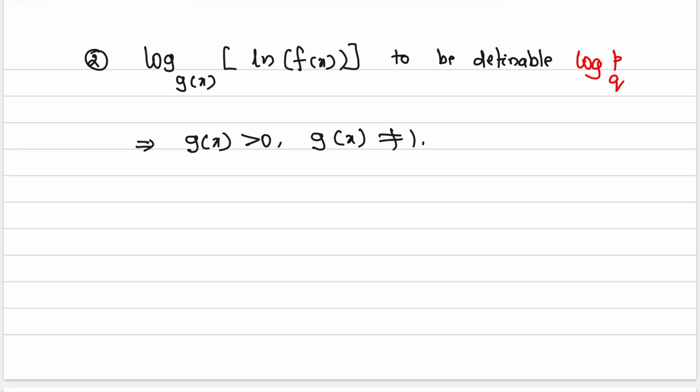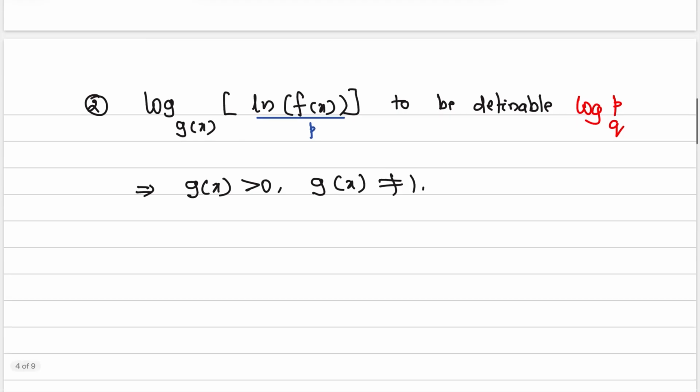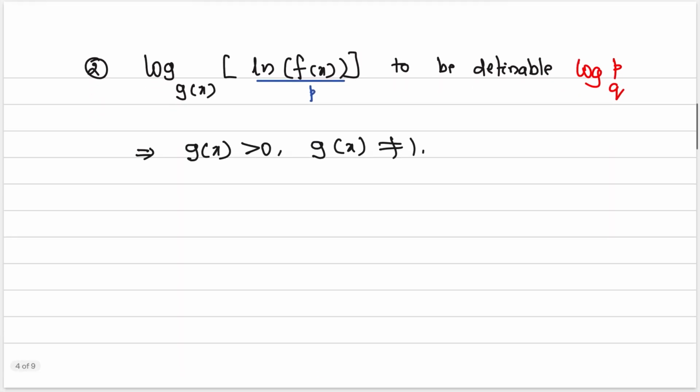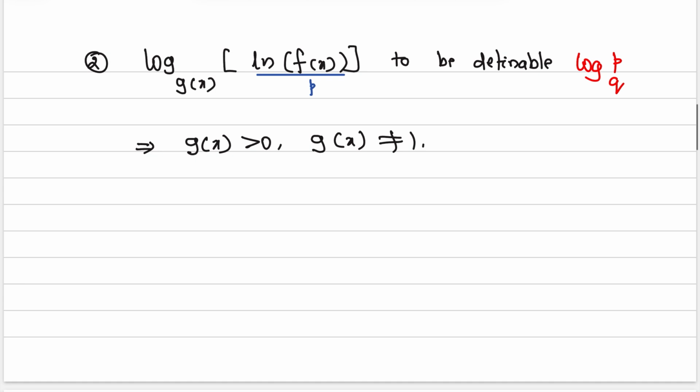Here, this is p. Just see, p here is different from the p in the previous one. It is the outer logarithm we are taking, so p should be greater than 0. That means for the ln function, x should be greater than 0.